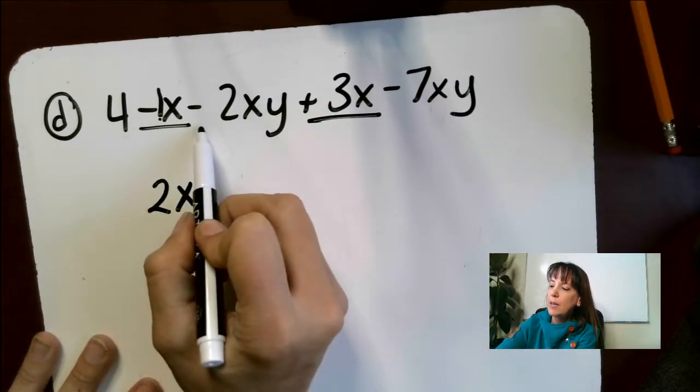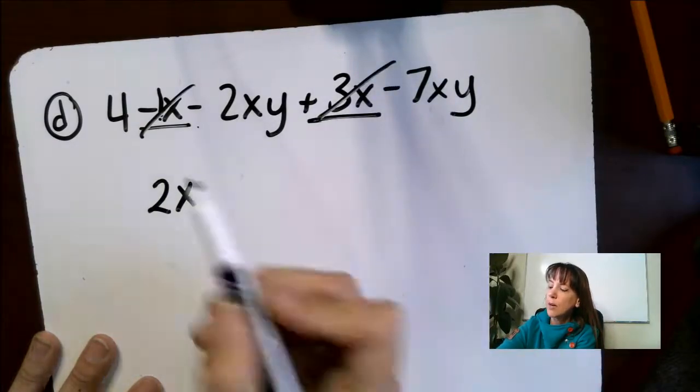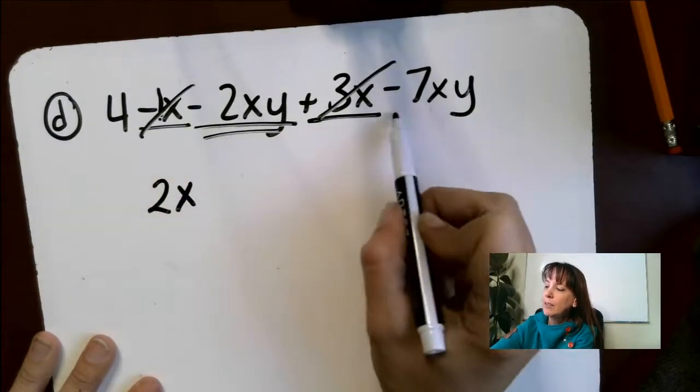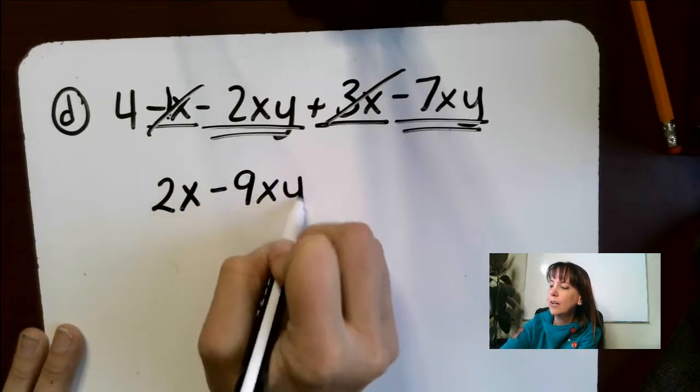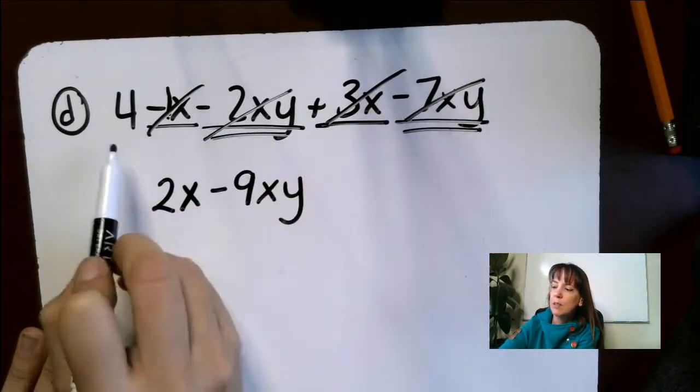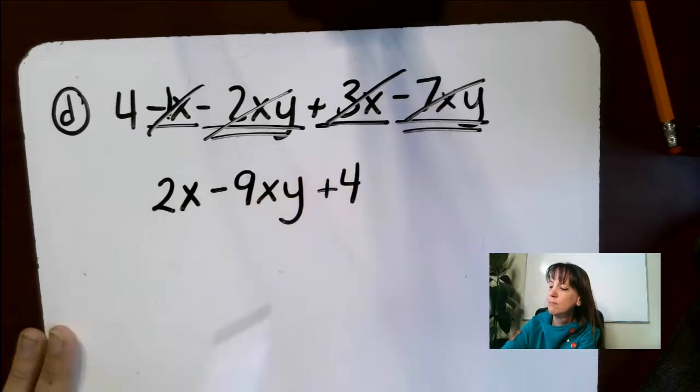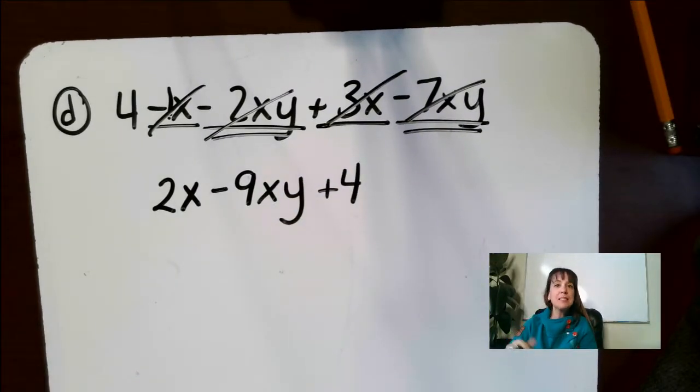Then we have, I'll cross those out to get them out of the way. Negative 2xy, negative 7xy, negative 2 and negative 7 is negative 9xy. Move those out, and then we have 4, positive 4. Excellent. All right, guys, if you have any questions, let me know.